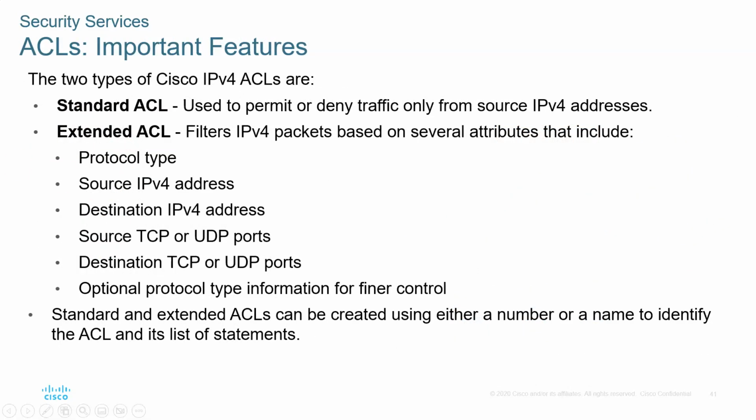There's a standard list which allows you to either permit or deny traffic according to the source IP address. And there's an extended list which gives you more options. You can deny or permit packets according to which protocol you're trying to reach, your source IP address, your destination IP address, port numbers, and so on. So the extended list gives you more control of what to permit and what to deny.